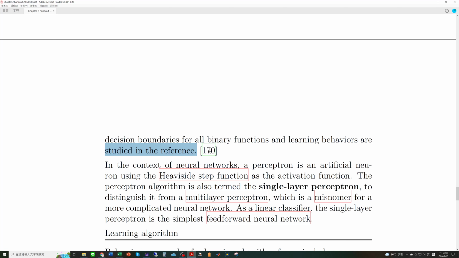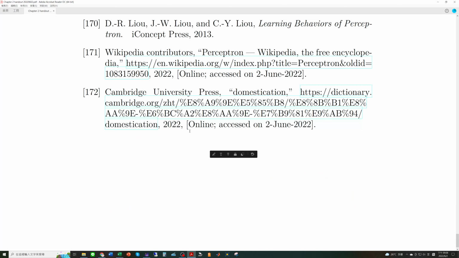Reference 170. Okay, let us see reference 170. Reference 170 is a book written by Leo and Leo. The title of the book is Learning Behaviors of Perceptron. The publisher is the iConcept Press in 2013.